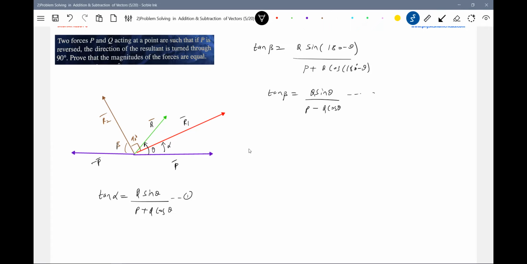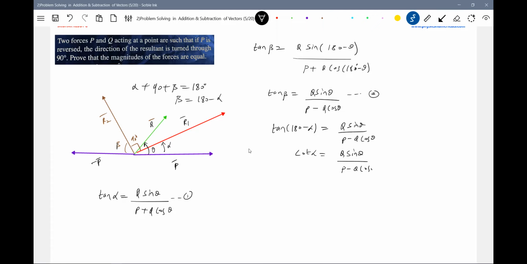Okay, somehow we are very near to this one. Look at the relation between the angles. Alpha plus 90 plus beta should be 180. So therefore, beta you can write as 180 minus alpha. So tan beta, I'll write as tan of 180 minus alpha, equal to Q sine theta by P minus Q cos theta. Tan of 180 minus alpha will be minus cot alpha. So I have an equation, this I'll call equation 2.